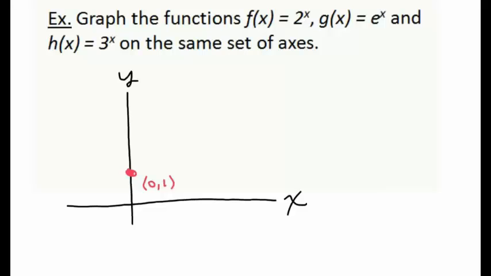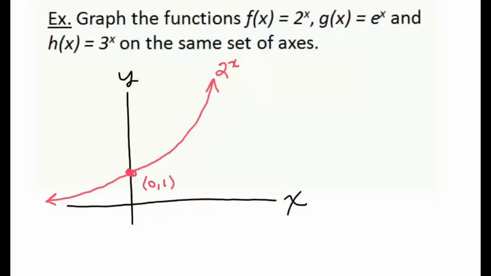First, I'm going to graph 2 to the x. Remember that as we move to the right, our exponential functions are going to grow exponentially, and as we move to the left, we're getting closer and closer to that horizontal asymptote of y equals 0.